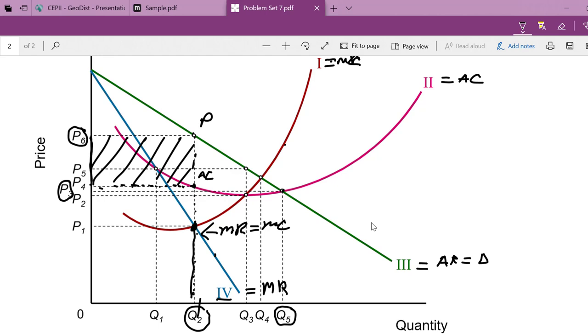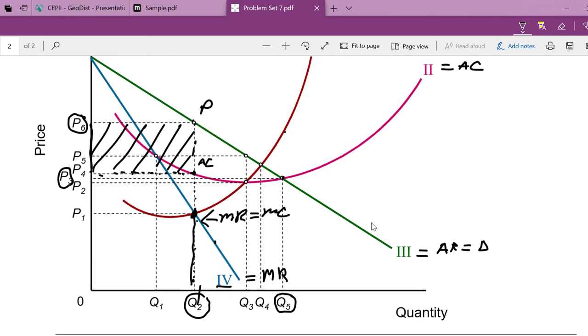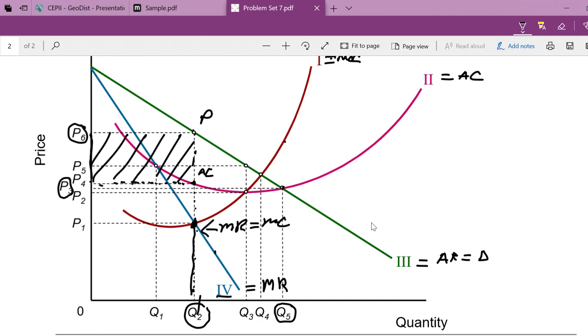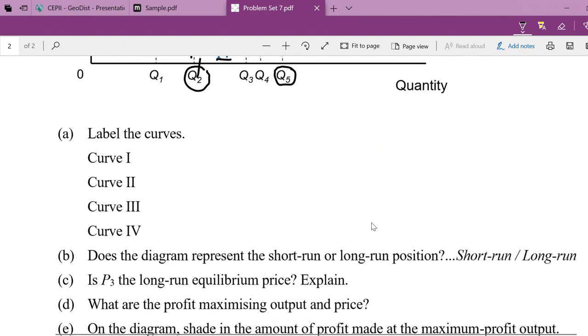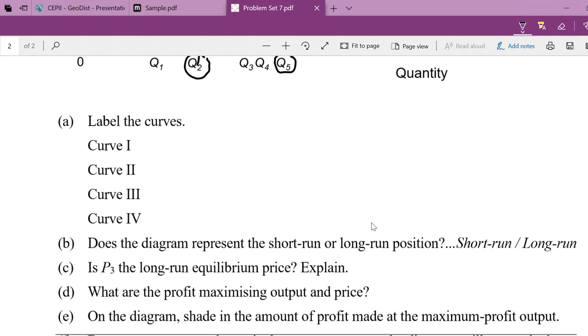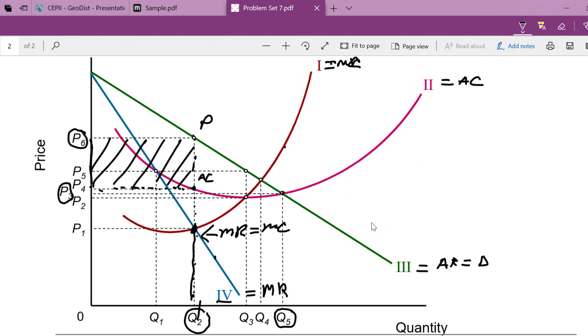Sorry, you were saying earlier in part C that the reason P3 is not the long run equilibrium price is because demand should be a tangent, is it? Yeah, demand should be tangential to the AC curve, rather than crossing it. So it cannot be. It should just kiss the side or bottom of it. One way or the other, it's tangential rather than crossing it. Now, on the diagram, everyone please, shade in the amount of profit made at the maximum profit output. Now, I have done that for you. That shaded area is the maximum profit that can be earned at the given output and price combination.